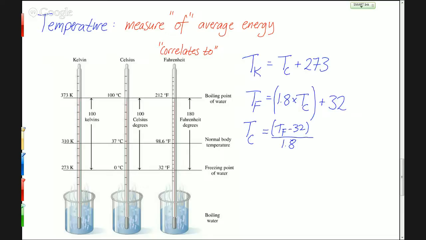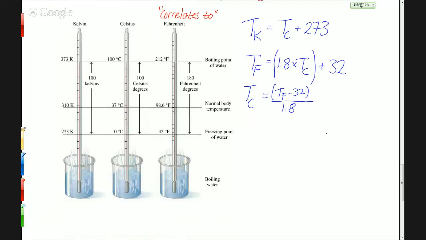So to check yourself on these, grab a calculator or your phone or something, and let's take the body temperature, which is 37 degrees Celsius or 98.6 degrees Fahrenheit, and try to plug those numbers into those equations and make sure that you can come up with the other number. So just try it on your calculator, put in 37 to the second equation, and then put in 98.6 to the third equation, and make sure you got the right numbers coming out, that it goes back and forth that way.